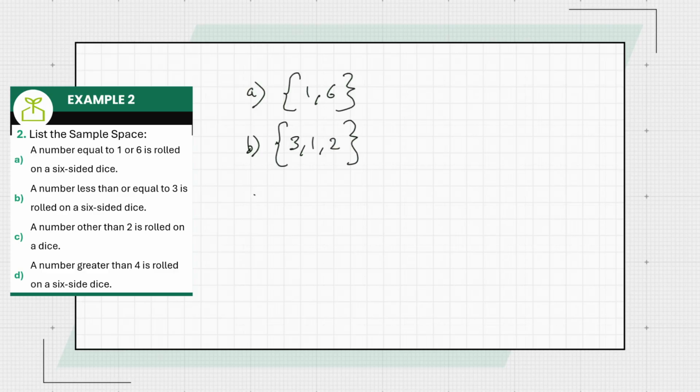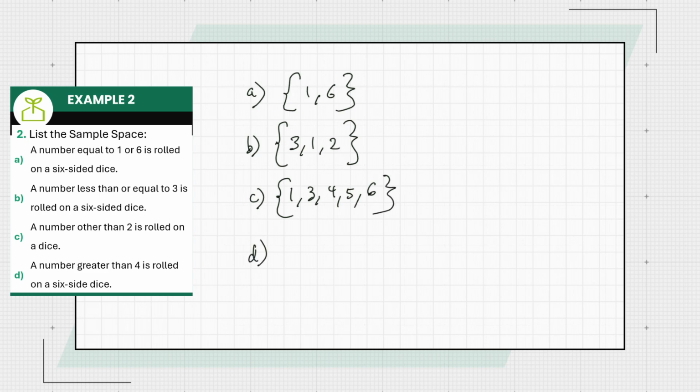Okay, next we have C. A number other than 2 is rolled. So anything other than 2. Now, again, we're going to be considering just here when it says roll that it's just talking about a 6-sided die. So for this one, it can either be a 1, a 3, a 4, a 5, or a 6.